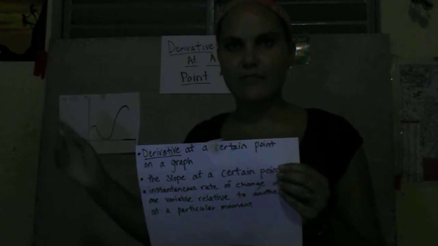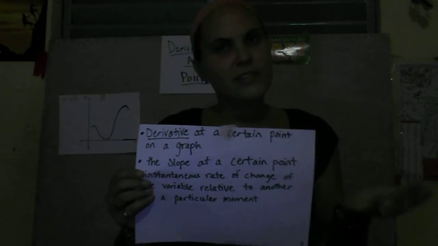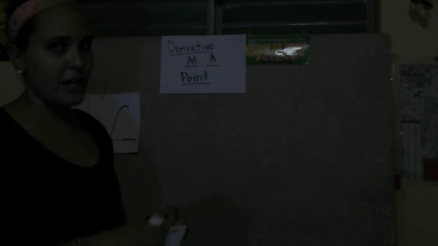Let's start out with the function y equals f of x. Beautiful function. What we need to do is find the derivative at a certain point on this graph. Don't let the word derivative fool you. It's actually just a slope at a certain point, or the instantaneous rate of a certain variable relative to another variable on a particular moment.